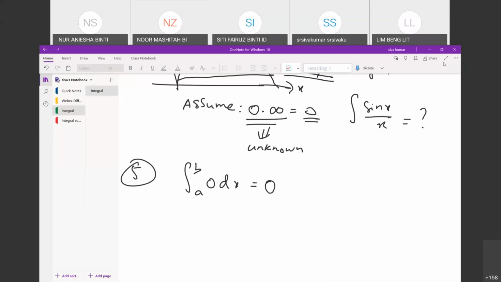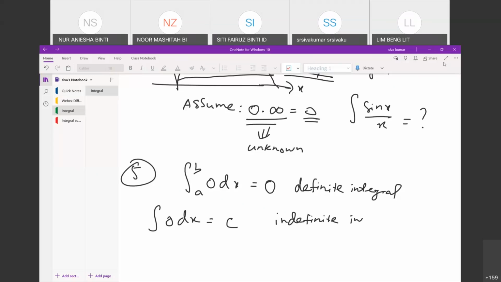It's not a constant. The answer is 0 because it's a definite integral. Another question: what is the answer for this one? Quickly respond. The answer for this is C. Very interesting. This one is open, right? Before, it was a definite integral. We call this an indefinite integral.